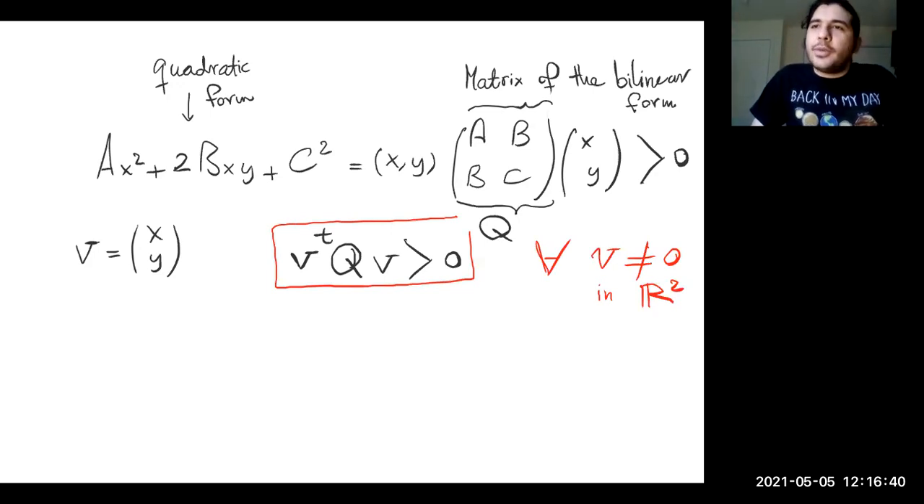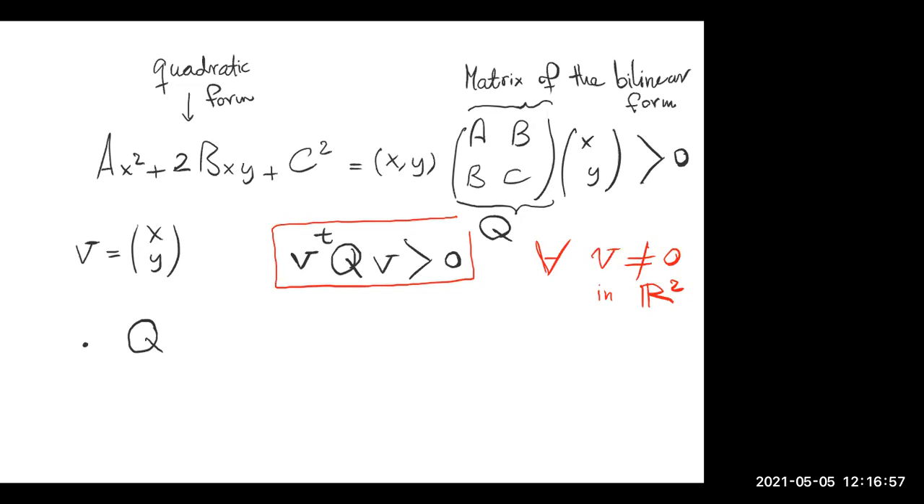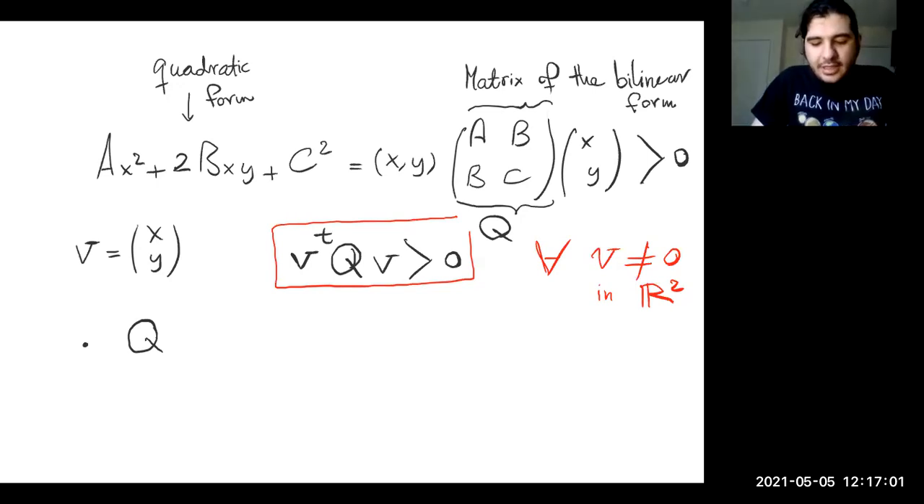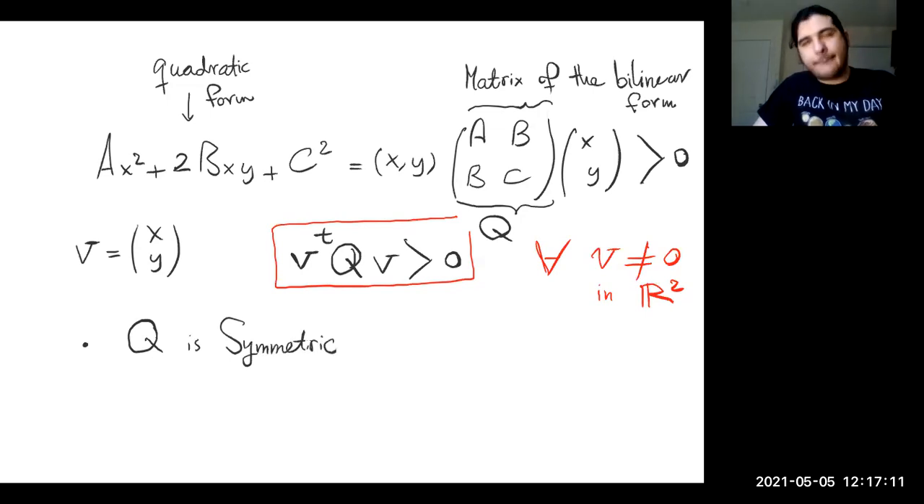Now, this is pretty much related to the topic we started during the previous week, if you remember. Look at Q. What is the important property of Q? Look at this matrix Q. What do you see? It's symmetric. So Q is symmetric, right? B, B, right? It is symmetric.